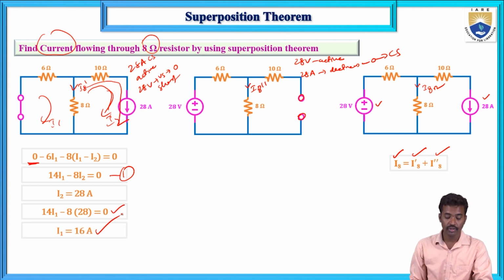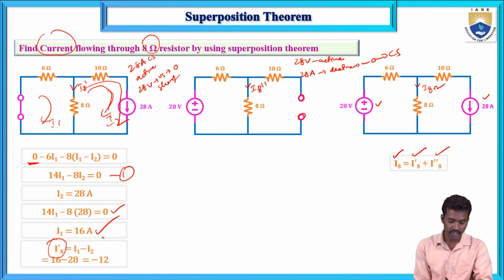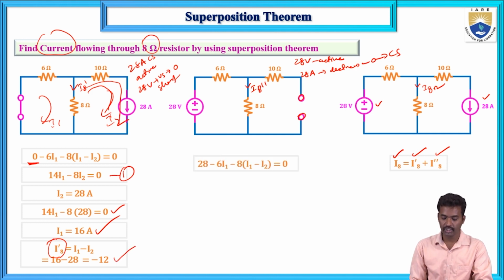Now here we need the 8 ohms resistor current. The 8 ohms resistor current means I1 minus I2. Here the 8 ohms resistor individual response 1 current is I1 minus I2 equals 16 minus 28, this is I1 is 16 and I2 is 28, that equals minus 12. Now the second individual response is calculated.